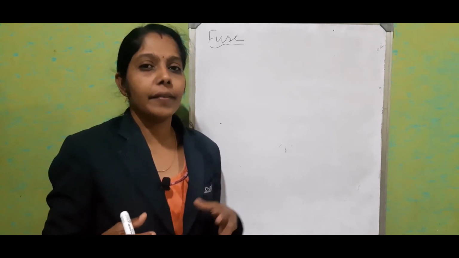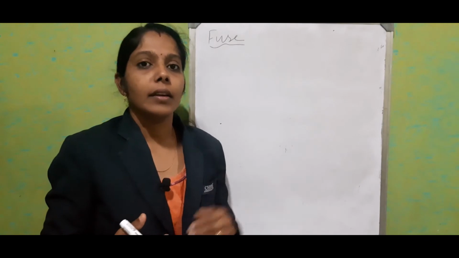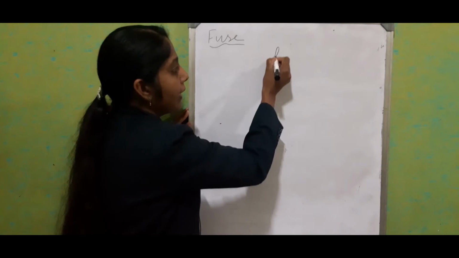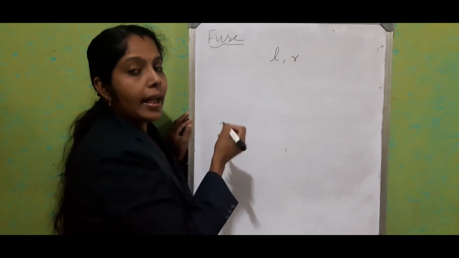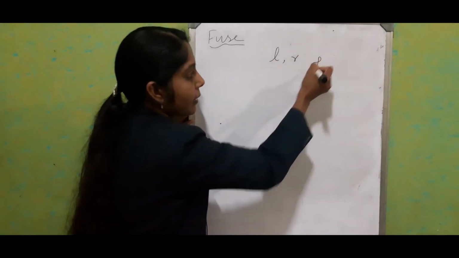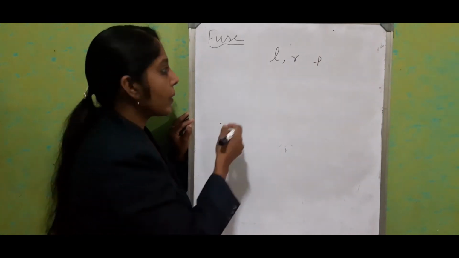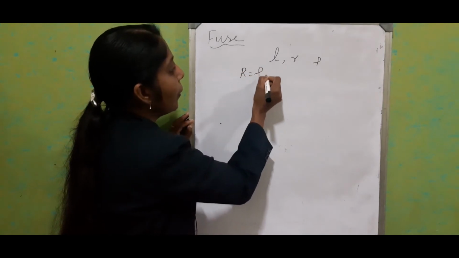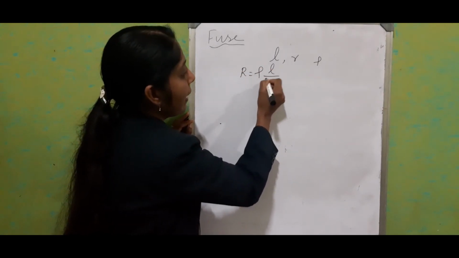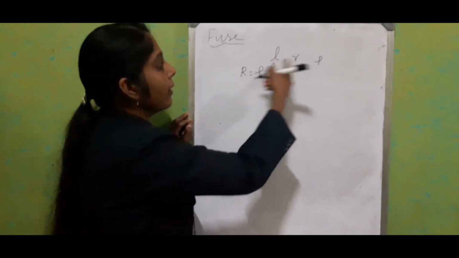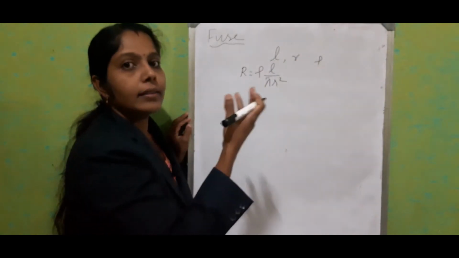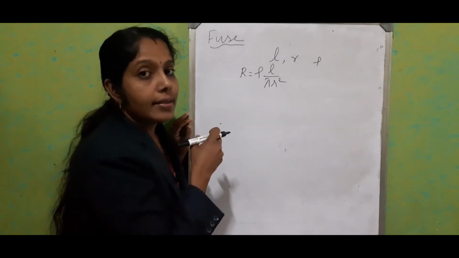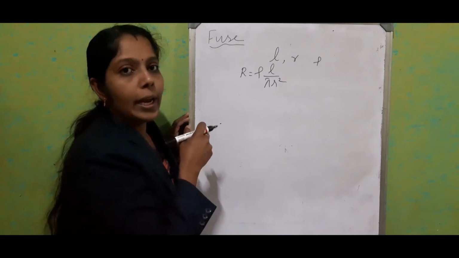Let us see which factors this fuse wire depends upon. Just consider a fuse wire of length L, radius r, and specific resistivity rho. In that case we can write R is equal to rho L by pi r square. The resistance, if we relate length, radius of the material and the resistivity, is equal to rho L by pi r square.